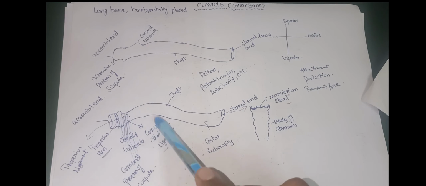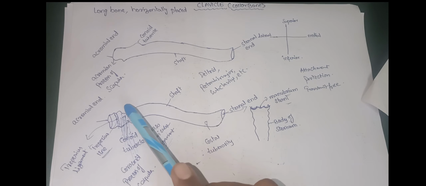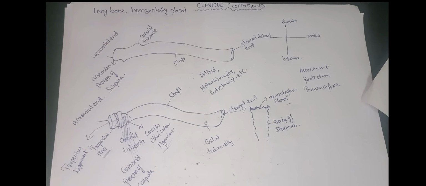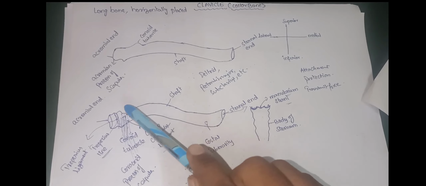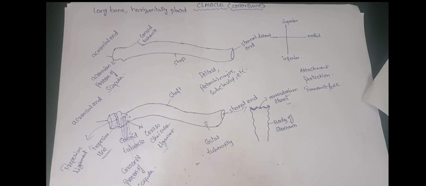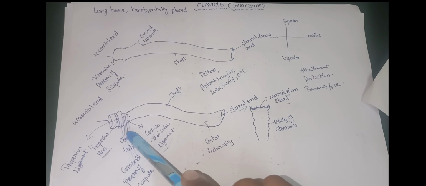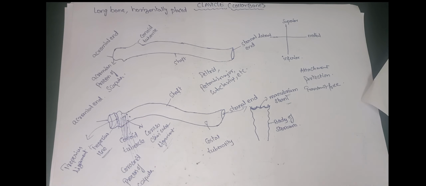The coracoclavicular ligament is nothing but the ligament which passes between the clavicle and the coracoid process of the scapula. This conoid tubercle is present underneath this ligament.